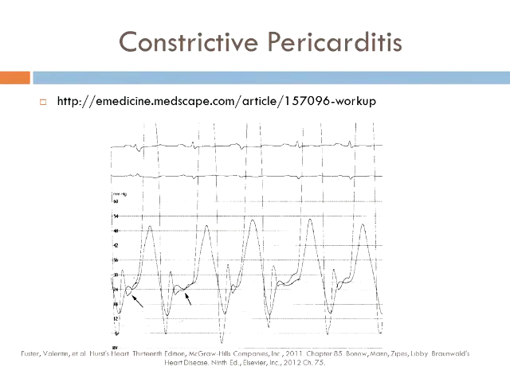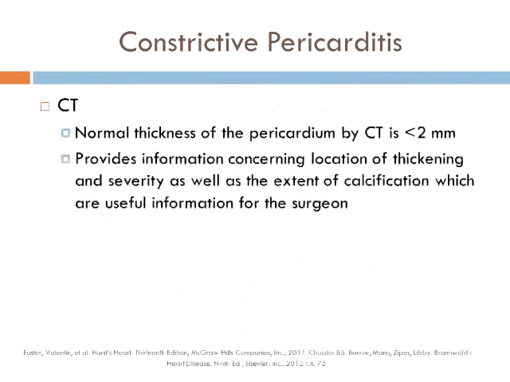Specifically on our hemodynamics in the cath lab. CT is something else that is important, especially if it's been decided the patient is going to go for pericardectomy. It's important for the surgeon. It gives them a good idea of the location, how much thickening, the extent, and what areas are involved. And usually a normal pericardium is less than 2 millimeters.